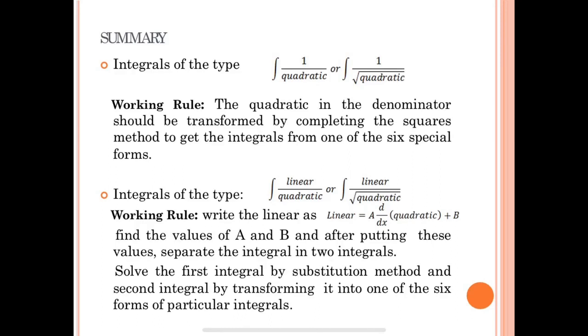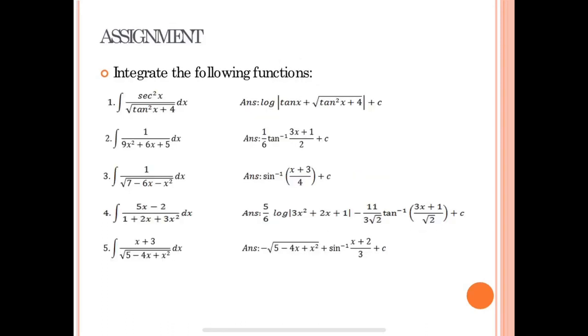to get the integrals into one of the 6 special forms. And if the integrand is of the type linear upon quadratic or linear upon under root of quadratic, then you will write the linear, that is the numerator, as a times the derivative of the quadratic plus the constant b. After finding the values of a and b and putting them back into the integrand, you will separate the integral into 2 integrals. Solve the first integral by substitution method and the second one by transforming into again one of the 6 special forms. Now it's time to self-assess yourself.